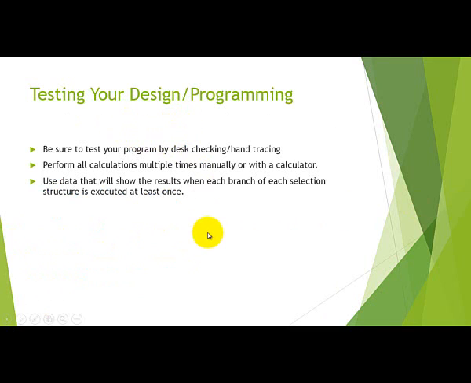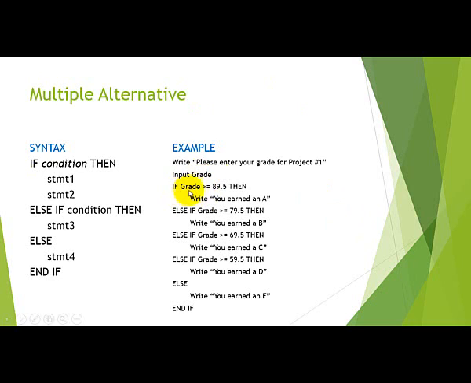The next thing that we're going to talk about is testing your decision structures. We've already talked about hand tracing. We've already talked about the fact that you have to perform your calculations manually or with a calculator on your test data before you actually run them. The only thing that we're going to add here is that you want to test each one of the branches of your if statements. So if we come back to where we tested the grades, if the grade was greater than or equal to 89.5, you want to make sure you have a test value for this one, this one, this one, this one, and this one. So you want to make sure that you test every single decision structure or decision branch.